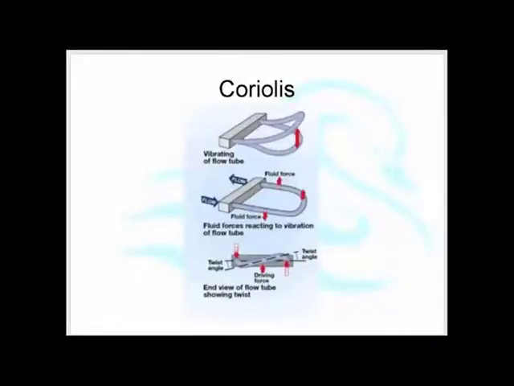Now, the next type of flow meter uses what's called the Coriolis effect. It was named after a Frenchman who discovered the Coriolis effect, I think, sometime in the 18th century. This diagram sort of shows you how it works.